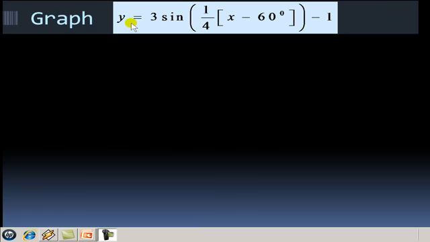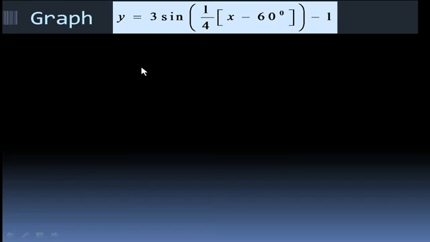Let's graph the following sinusoidal equation. y = 3 sin(1/4(x - 60°)) - 1. Let's look at the transformations first before we attempt to graph.